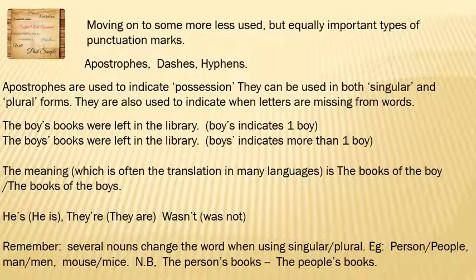On another note, several nouns change when we go from singular to plural, so don't forget that. Person becomes people, man becomes men, mouse becomes mice. So we would say the person's books, the people's books. We don't add anything extra here because the word has already changed.